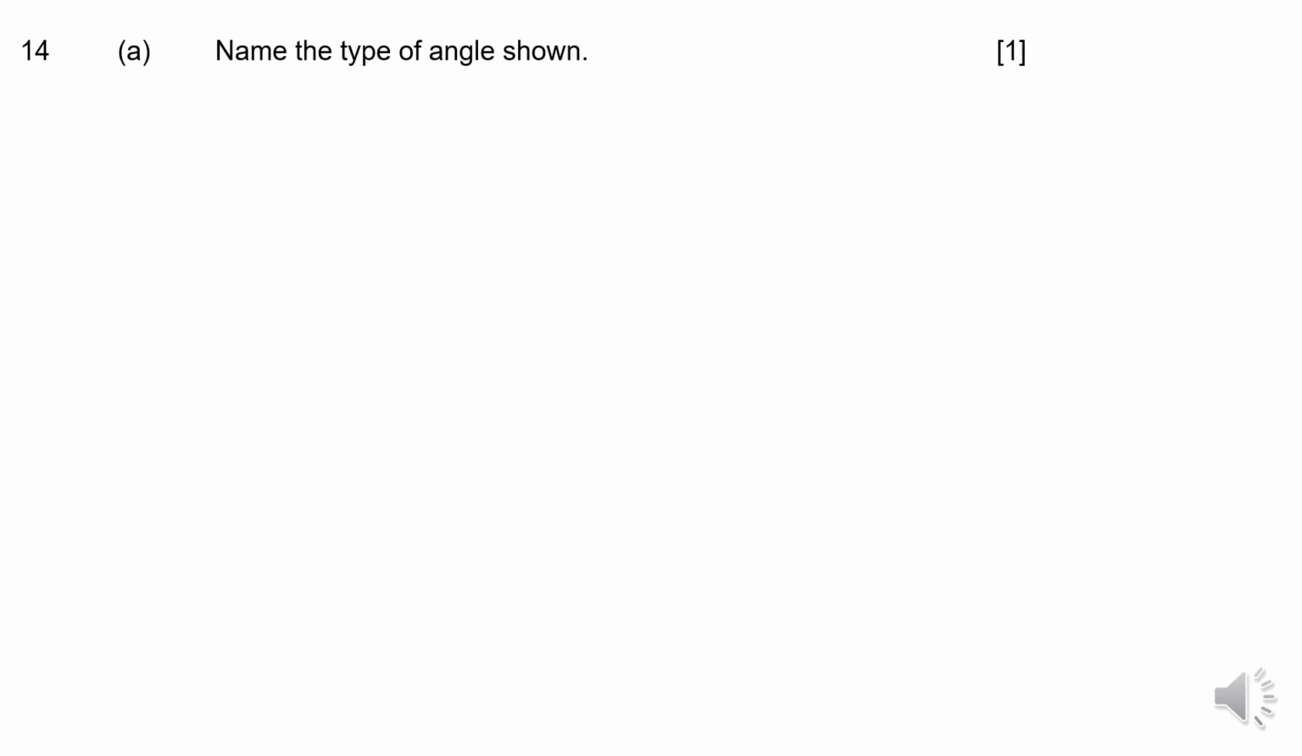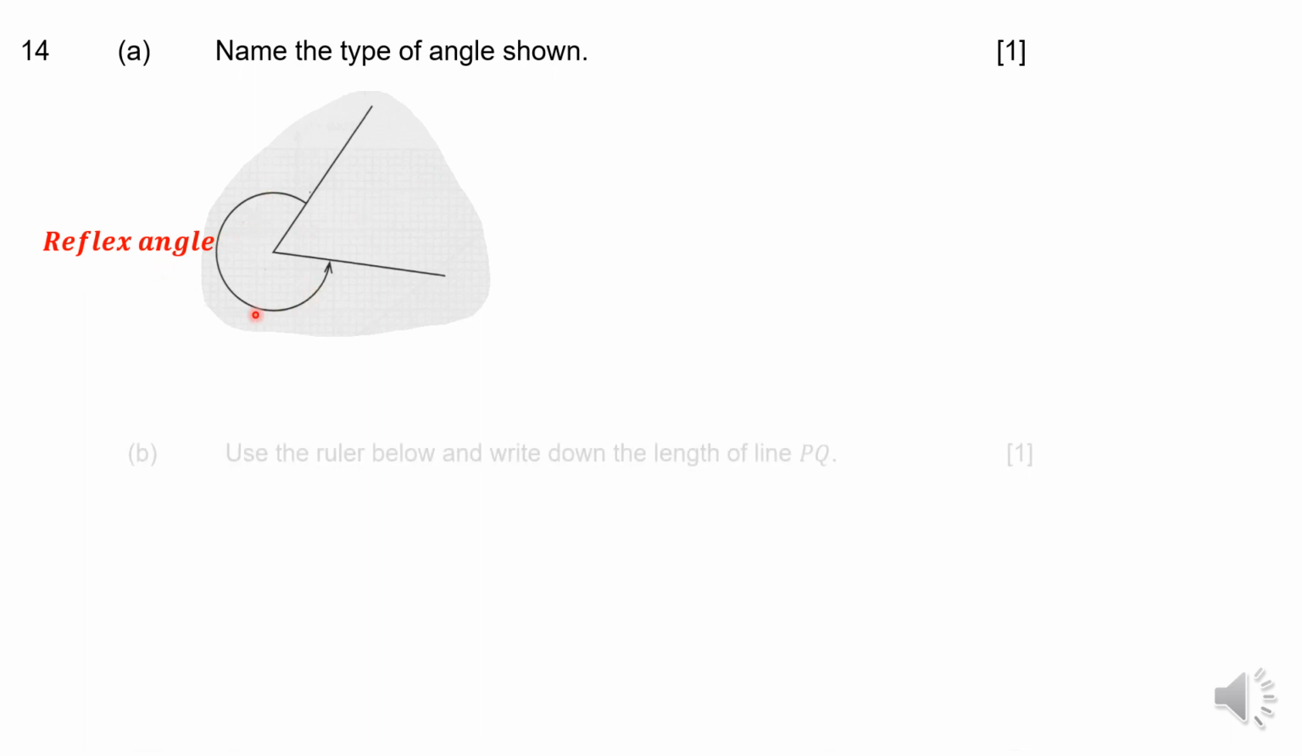Right, question 14. You're supposed to name the angle that is shown here. It's this particular angle where you have this arrow. Can you see this whole side on the outside? That's a reflex angle because it's bigger than 180 degrees, but less than 360. So that's a reflex angle here. We're not talking about the one inside here. We're talking about the reflex angle on the outside.